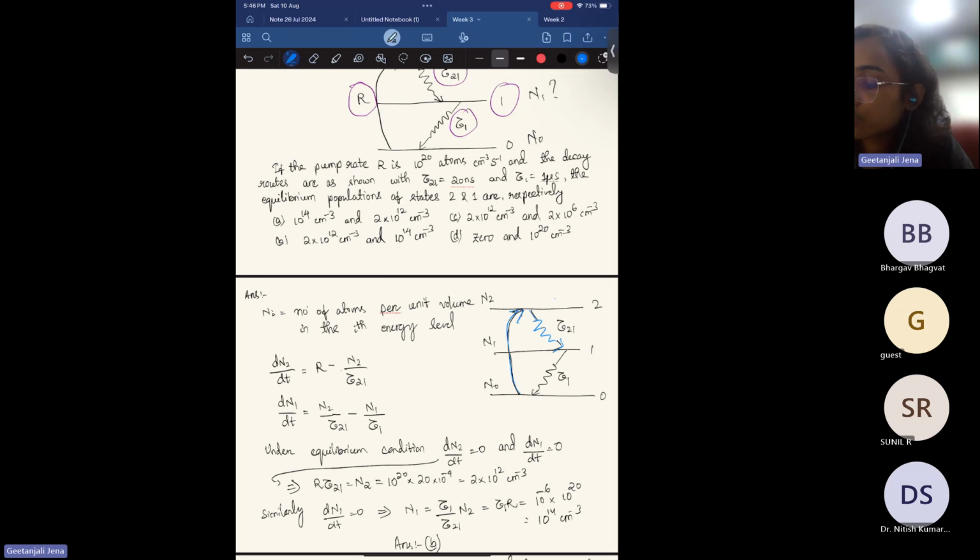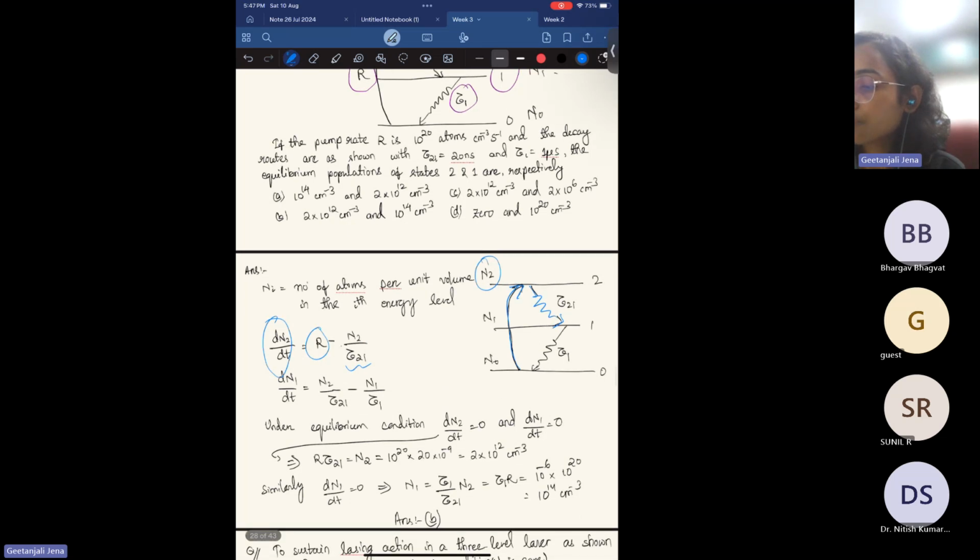Now, if you want to find the rate at which N2 is varying, dN2 by dt is nothing but R minus the emission. So the absorption process will increase the population and the emission process will decrease the population in the second level. That's why I have written R minus N2 by tau 2 to 1.